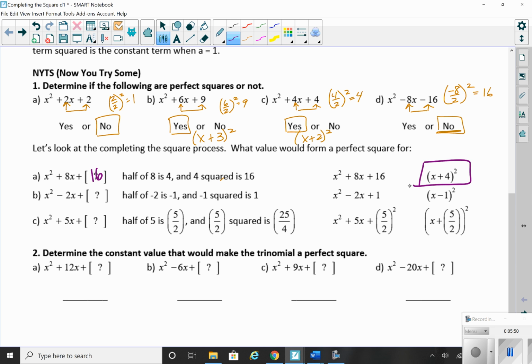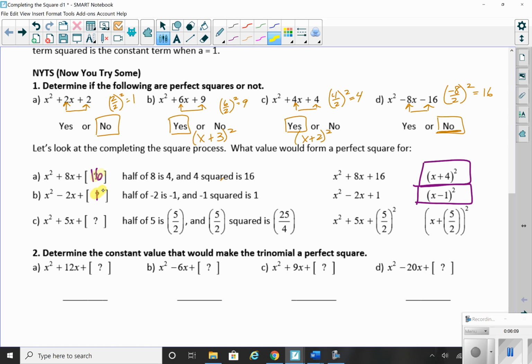In letter B, my b value is -2. Half of -2 is -1. -1 squared is 1. So the magic number we're plugging in there is 1. So this would factor into x minus 1, the quantity squared. We're trying to find the number that would create a perfect square trinomial.